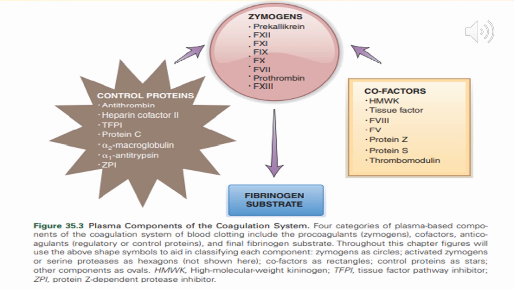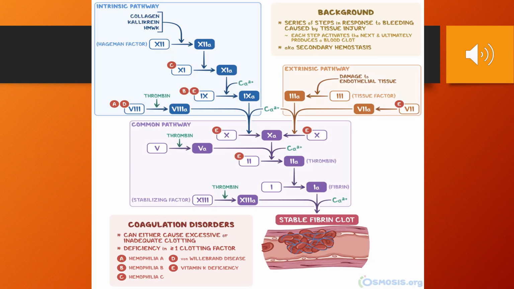So there are also glycoproteins that act as controls to regulate the coagulation process. So namely, this is the antithrombin, heparin cofactor 2, the tissue factor pathway inhibitor, protein C, alpha 2 macroglobulin, alpha 1 antitrypsin, and the protein Z dependent protease inhibitor. So this is the coagulation cascade.